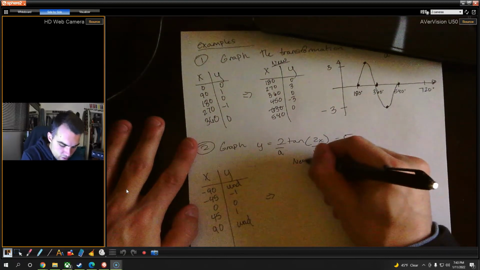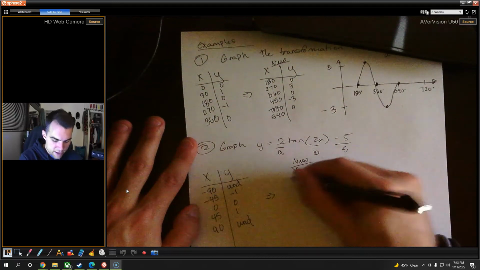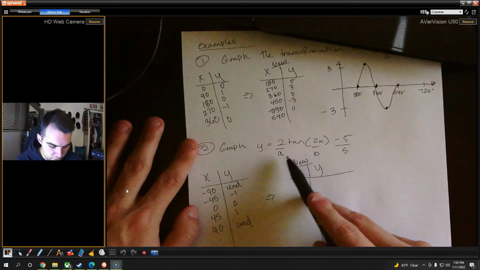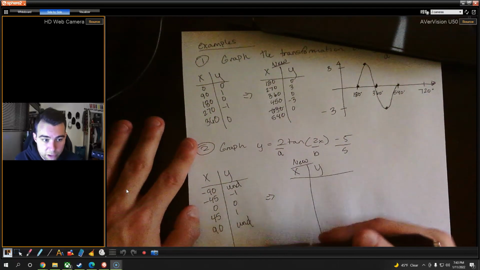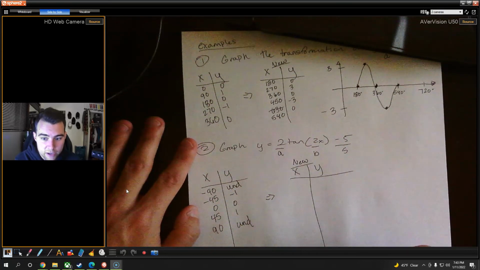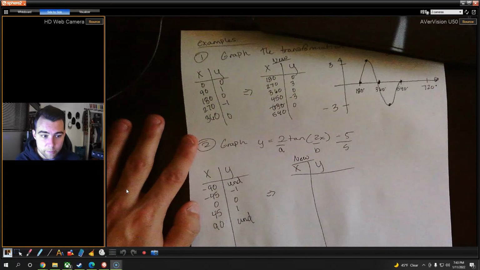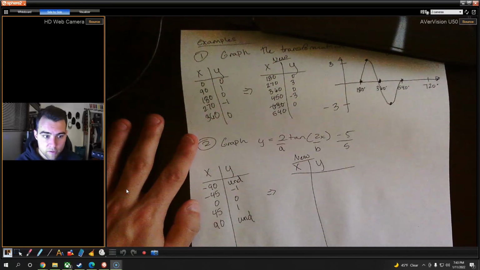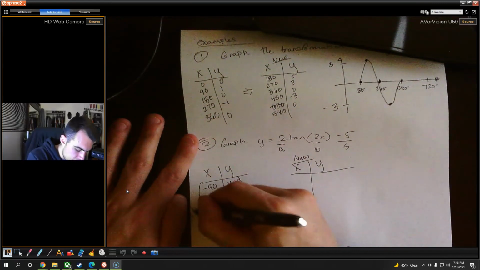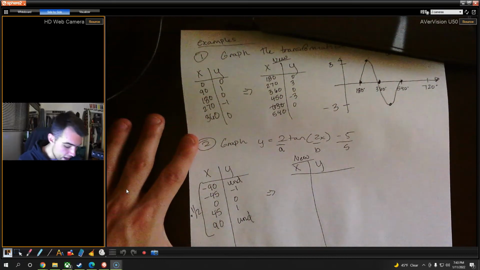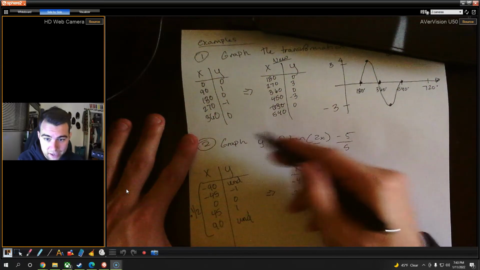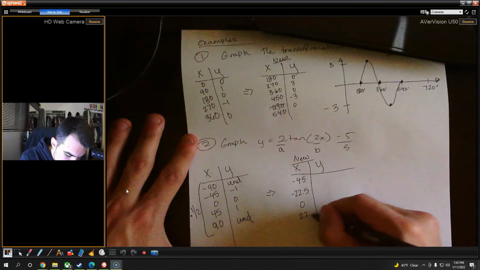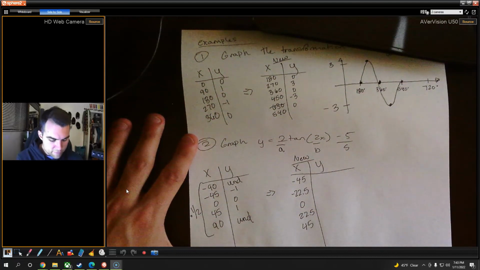So let's see what our new XY chart's going to be after we apply our transformations. So let's look at A, B, and S. A and S are dictating the Y values, and B is dictating the X values. Now, B is the horizontal stretch or compression, and it's a scale factor of 1 over B, in this case, 1 over 2. So I'm really taking all these and multiplying by 1/2. So half of these. So -45 becomes -22.5. I can do that, but I can't add 180, whatever. 0, 22.5, 45, right?